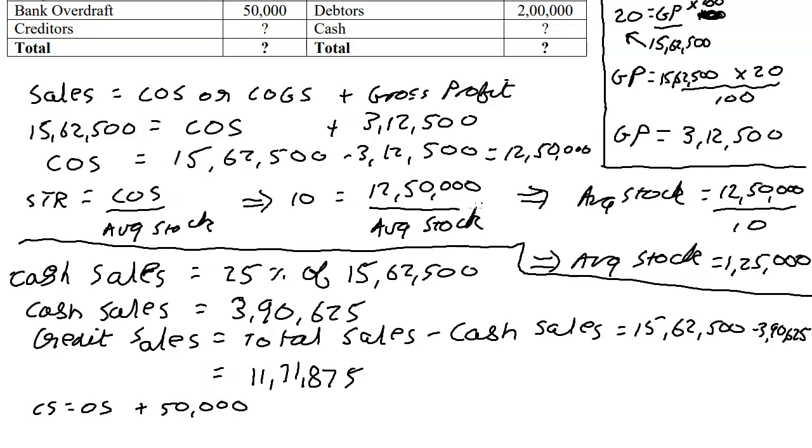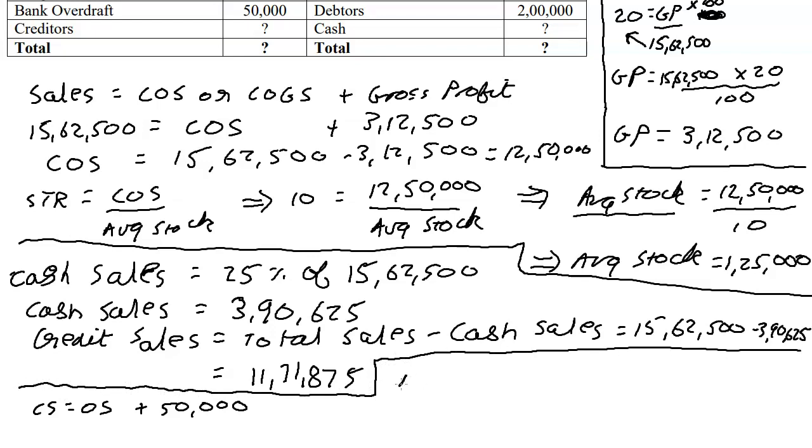And the second thing I also have is average stock. And understand this, average stock is nothing but opening stock plus closing stock upon 2. So average stock is equal to 1,25,000.